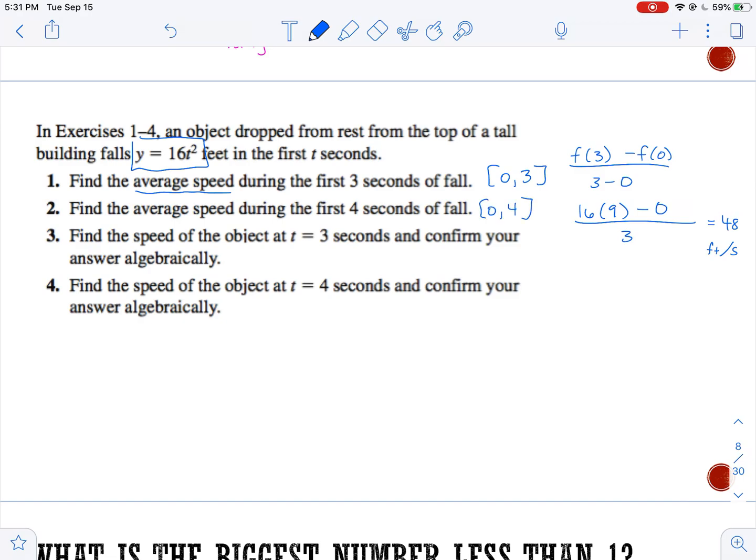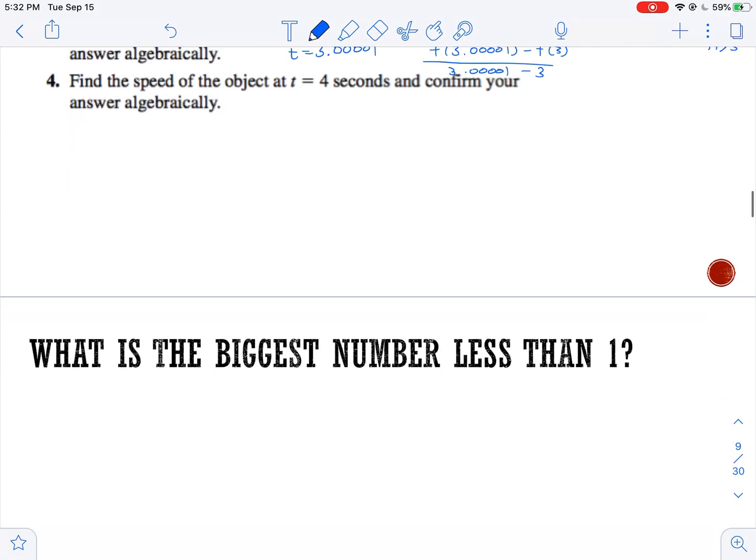And then if we wanted to find it on the first 4 seconds, you would go between 0 and 4. If you wanted to find the speed at exactly 3 seconds, so remember, we want to find a point that's really, really close to 3 seconds. So we could do like 3.0000001, and then we would find f at 3.0000001 minus f at 3 over 3.0000001 minus 3. So you guys can look at our finished notes from class today to see how we did those problems.